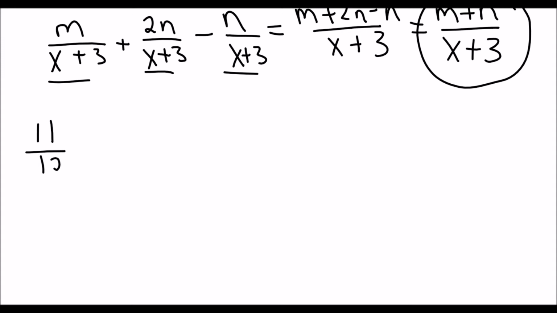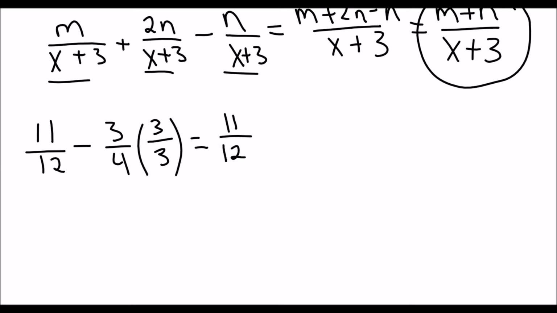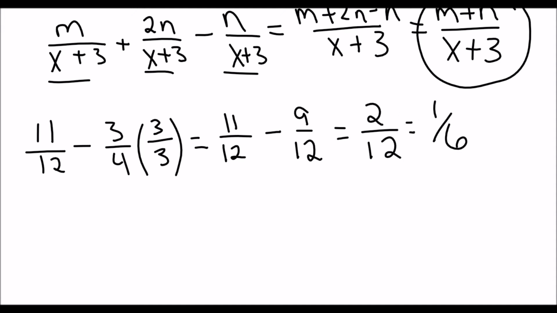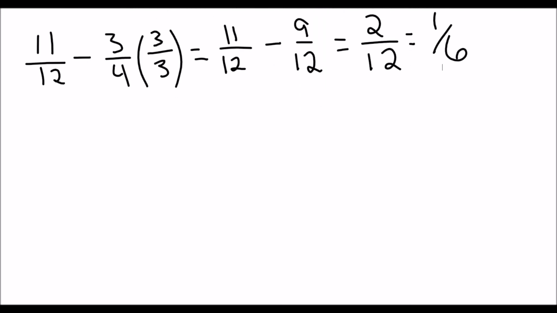If you have 11 over 12 minus 3 over 4, and you want to combine these fractions, what you're going to do is you're actually looking for the LCD, the least common denominator. And you guys know from past experience how we do this: 4 is actually a factor of 12, and so we can multiply this entire right fraction by 3 over 3 to get the same denominator. And that's going to give us, just writing out all the steps, 11 over 12 minus 3 times 3 is 9 over 12. And of course that simplifies to 2 over 12, which further simplifies to 1/6.